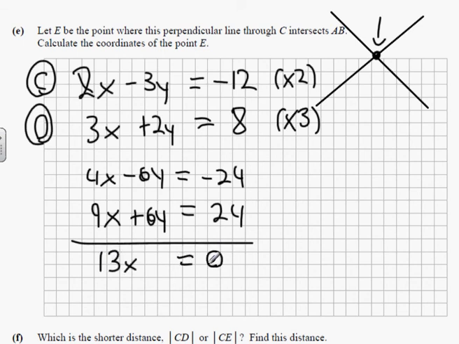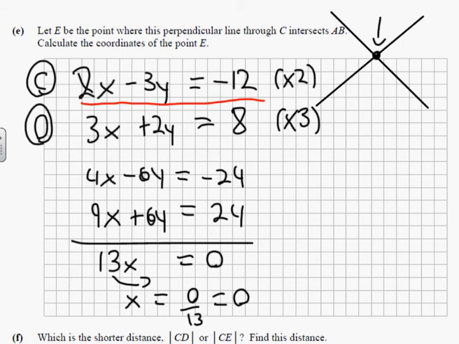13x equals 0. X therefore equals 0 divided by 13, which is still 0. Multiply by 13 turns into divide by 13. 0 divided by 13 is still 0. We've got to find out the y value. What's the y value, guys?